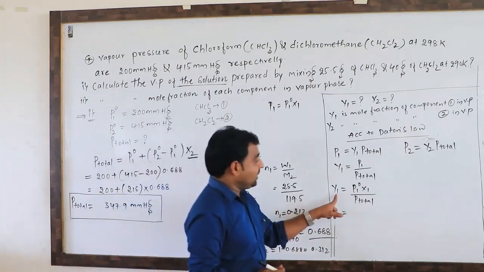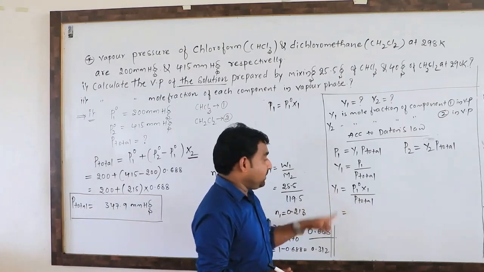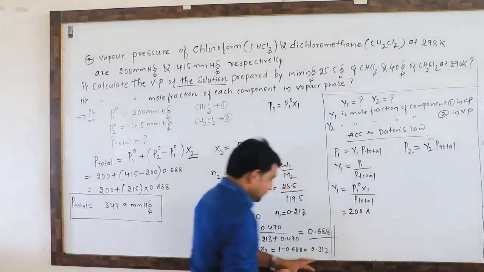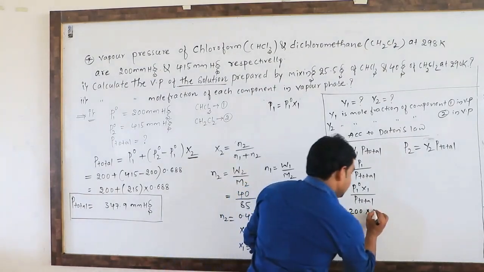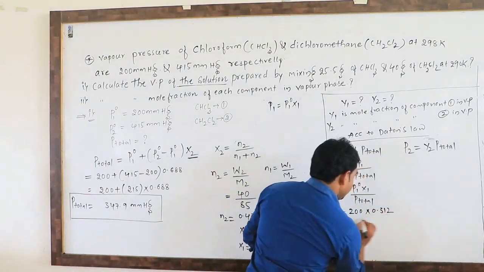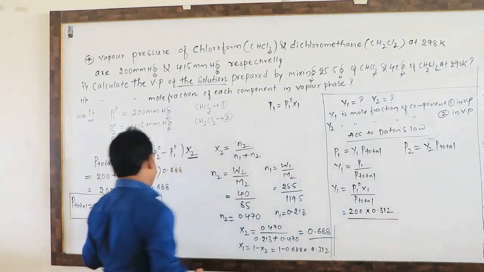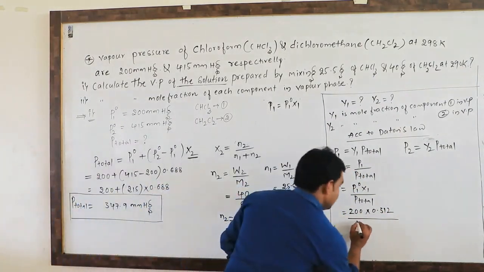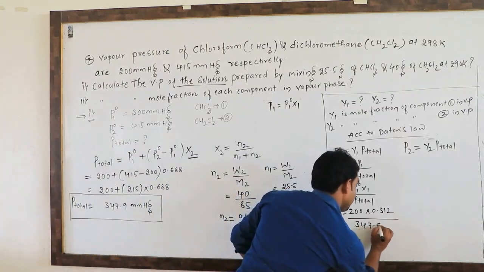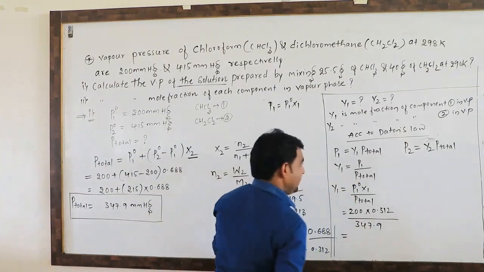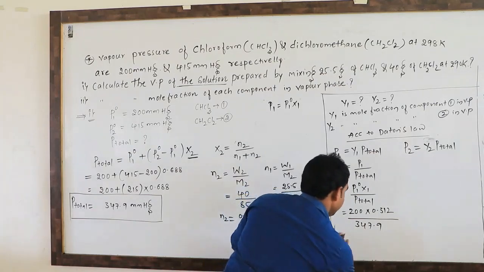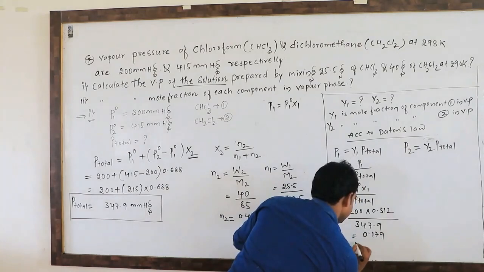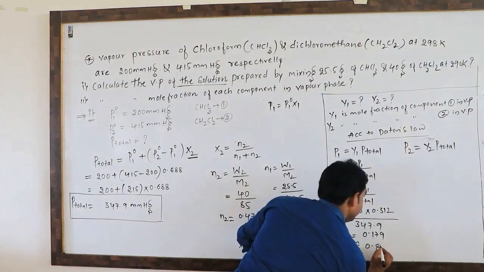Now we have to calculate the mole fraction in the vapor phase. P1 naught is equal to 200, as given. X1 we already calculated, that is 0.312, divided by P total, which is 347.9. If you divide this, Y1 comes to 0.179. This is approximately 0.18.